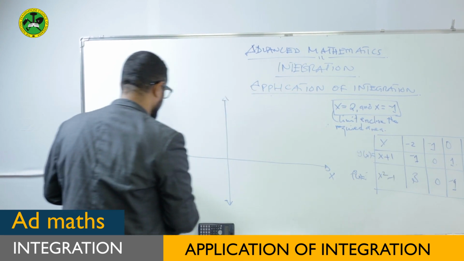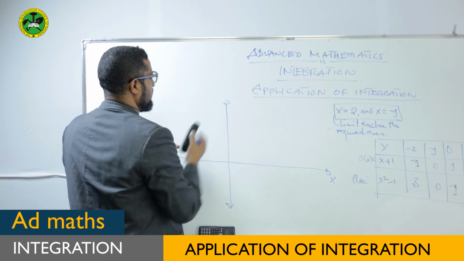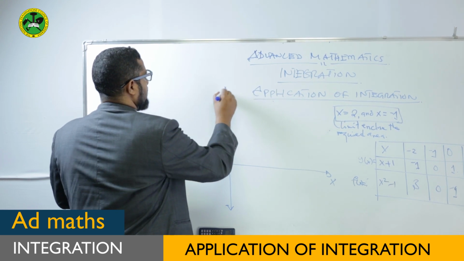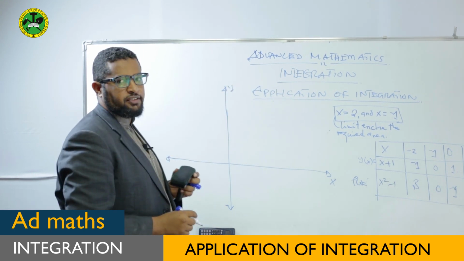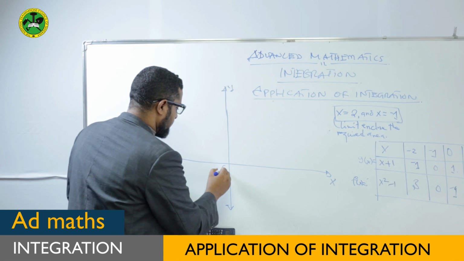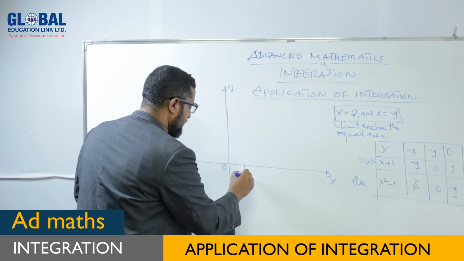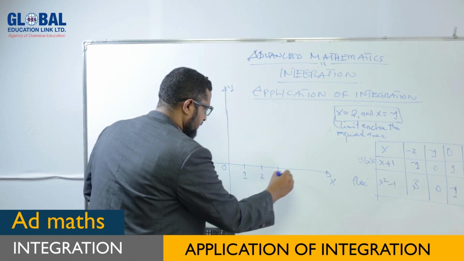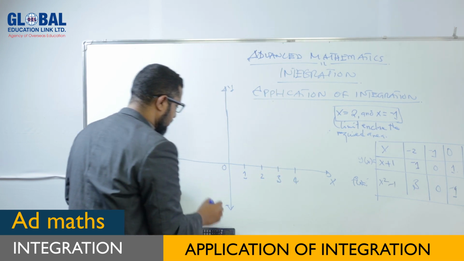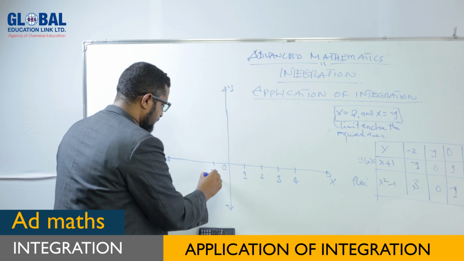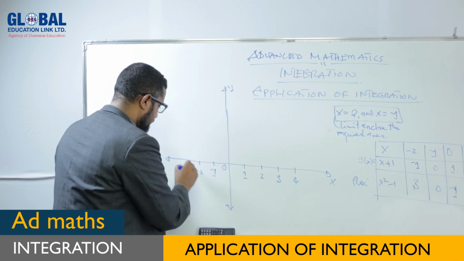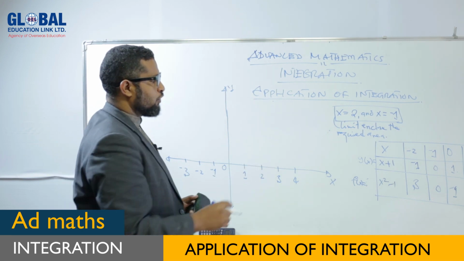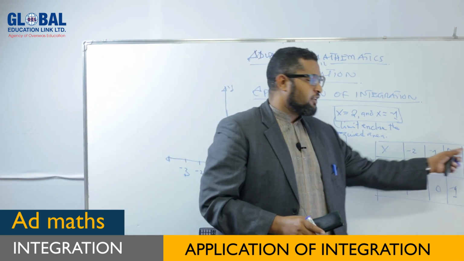This is x, and that is y. This is the y axis. We have 0, 1, 2, 3, let's say 4, negative 1, negative 2, negative 3. That is in the case of the x-axis, this value.